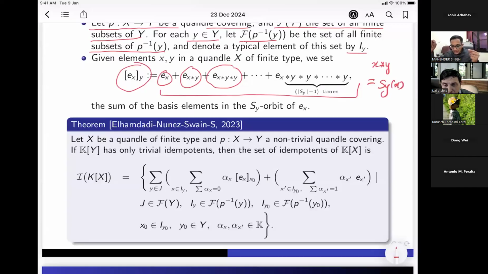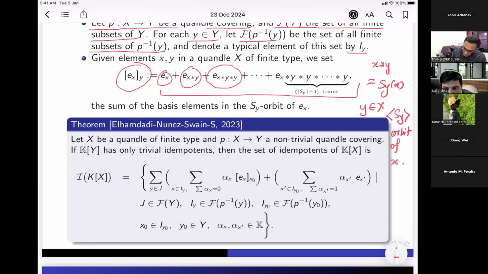So in other words, you fix an element little y in your X, and take the subgroup generated by S_y in the group of automorphisms of the quandle and consider the S_y orbit of the point x, and take the corresponding generators. So that will be e_x, e_(x*y), e_(x*y*y), and all the way up to the order. And you sum them up. That's an element in the quandle algebra. And it turns out that these elements will play a crucial role in determining the idempotents.